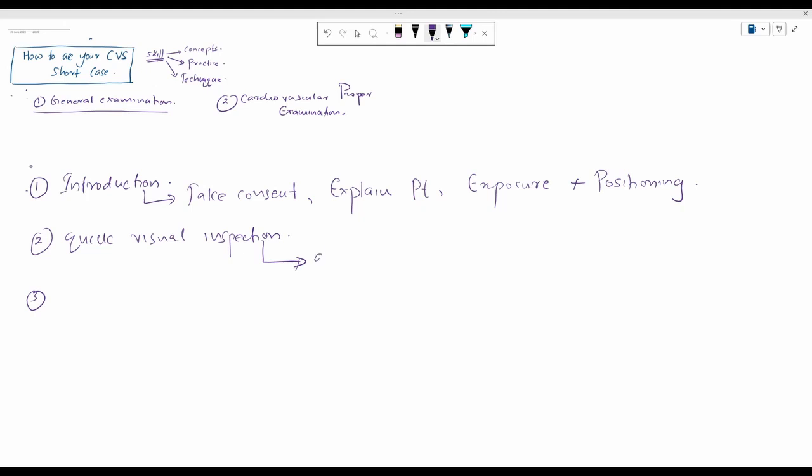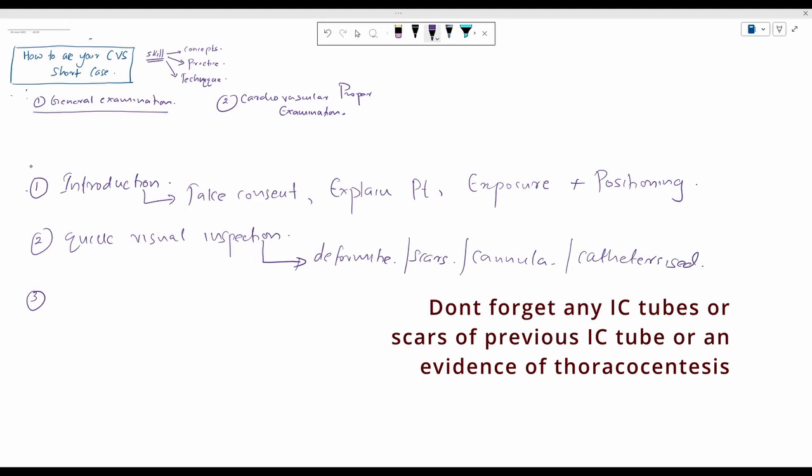So any deformities, any scars, right? And then presence of a cannula. If there is a cannula, you know that the patient is having some IV drugs, right? So check if the patient is catheterized or not. If he's catheterized, most likely the patient is very ill to go to the washroom, right? These are the clues you get from your visual inspection.